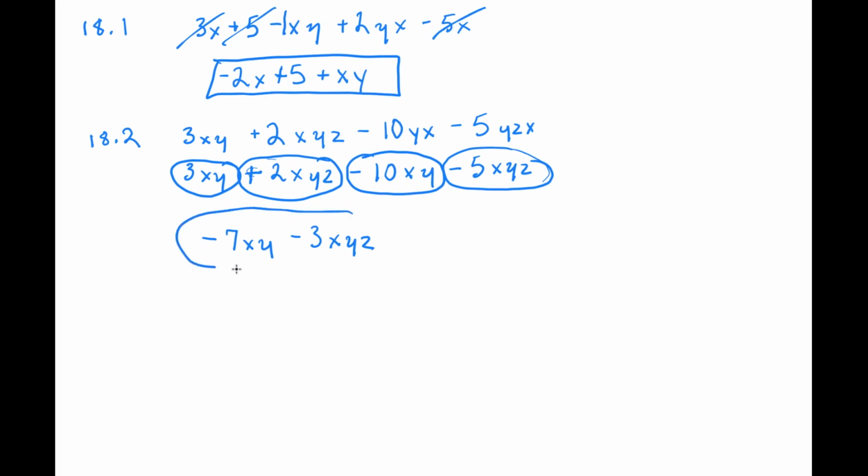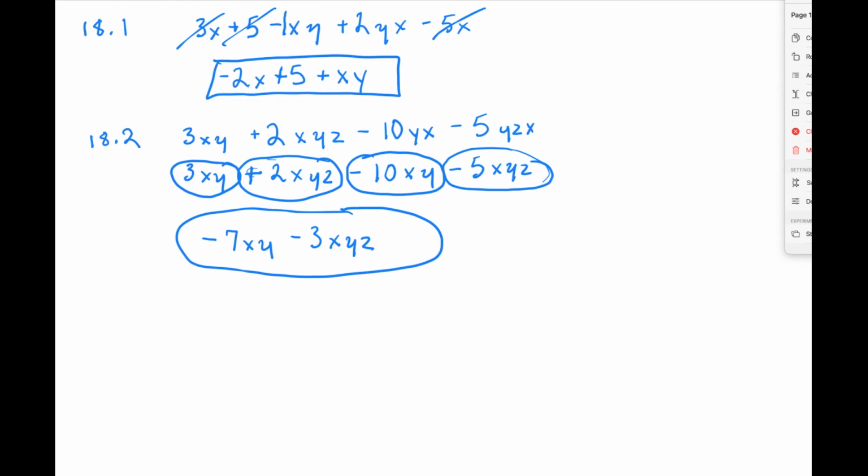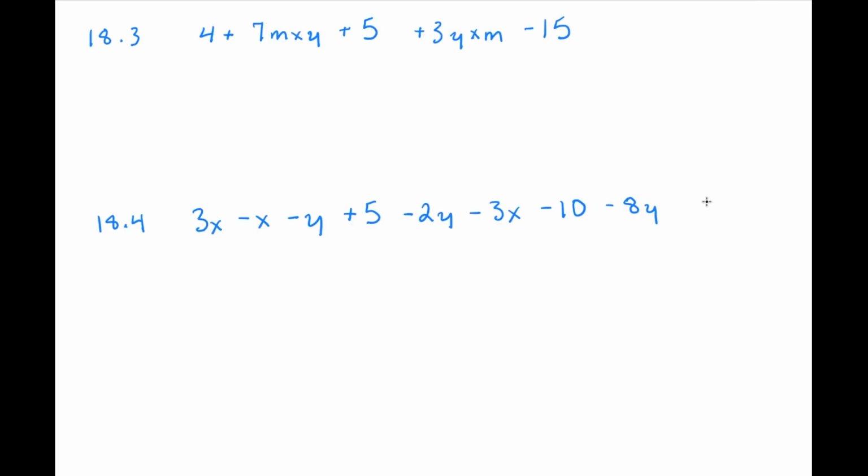Okay? You see how simple that is? You're just looking for the same combination of variables and combining the constants that you can match up with the variable. All right? So let me clear the page. Pause and copy if you need to. I'm going to write out 18.3 and 18.4, and I'm going to get you to work them for me. All right, so I've written out 18.3 and 18.4 for you.